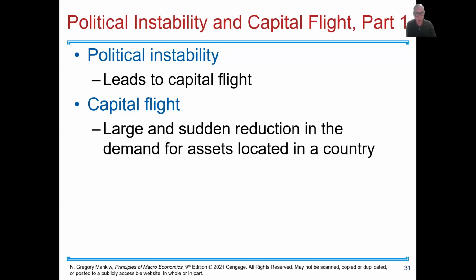which also leads to something we call capital flight. It's a large and sudden reduction of demand for assets located in a particular country. People have become less interested when there's political instability in that country.